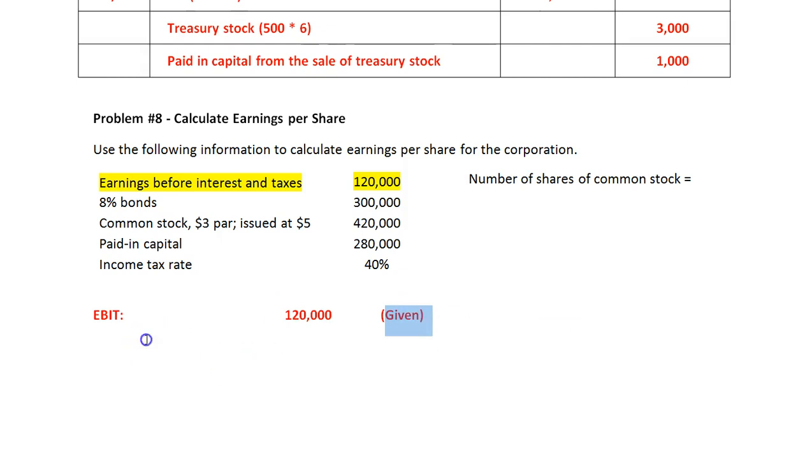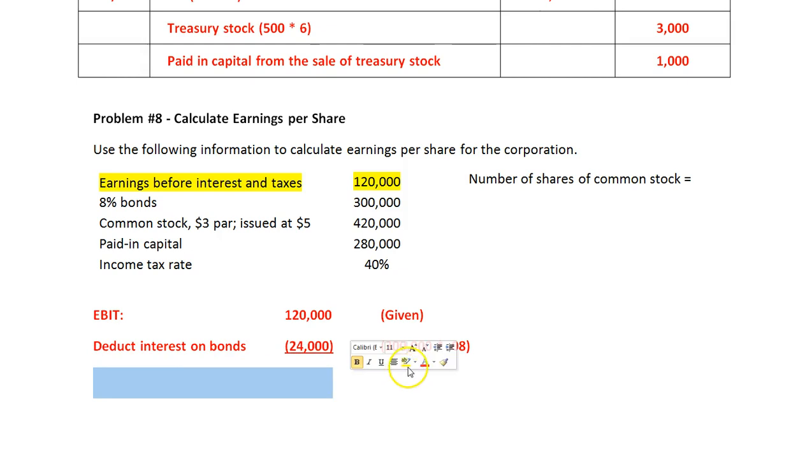Yep, given. The first thing we want to think about is the interest on the bonds. We have 300,000 face value of bonds, and they're paying 8%. So all we're going to do is multiply the 300,000 times the 8% to get the interest. This is what we mean by interest being tax deductible: we get to take it out before we pay our taxes. So the first step is to deduct the interest on the bonds. If we do that, we get to $96,000.